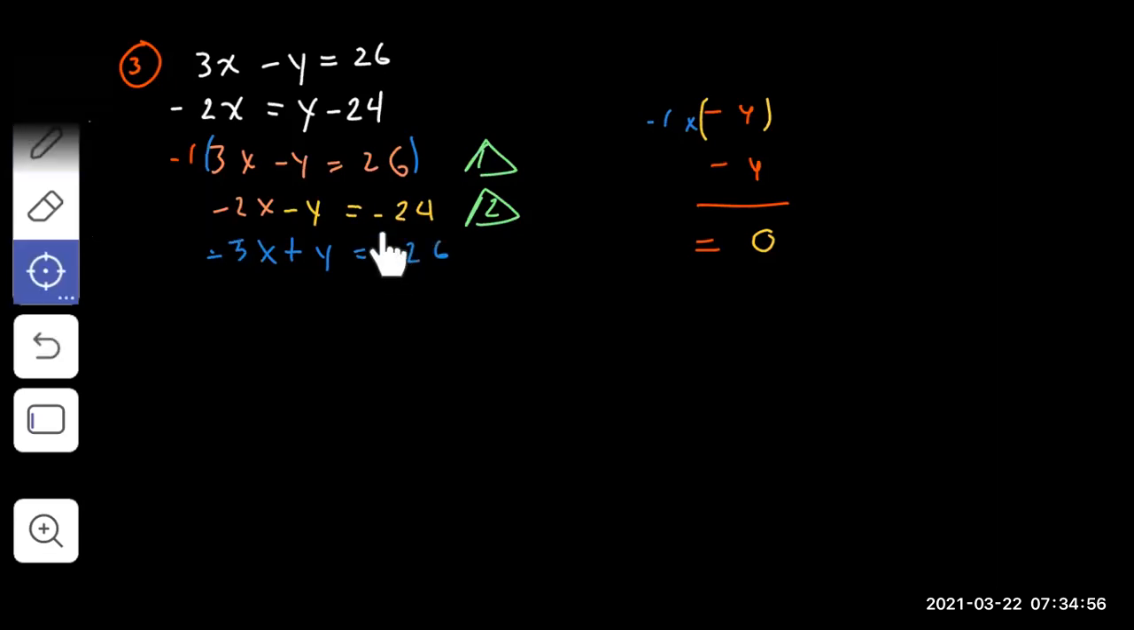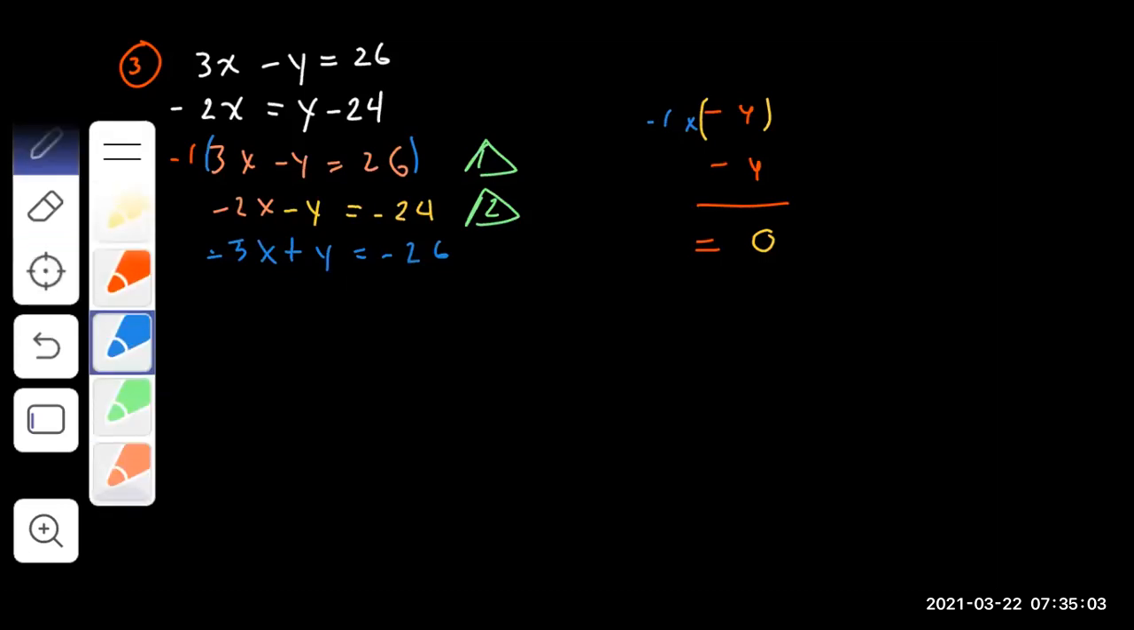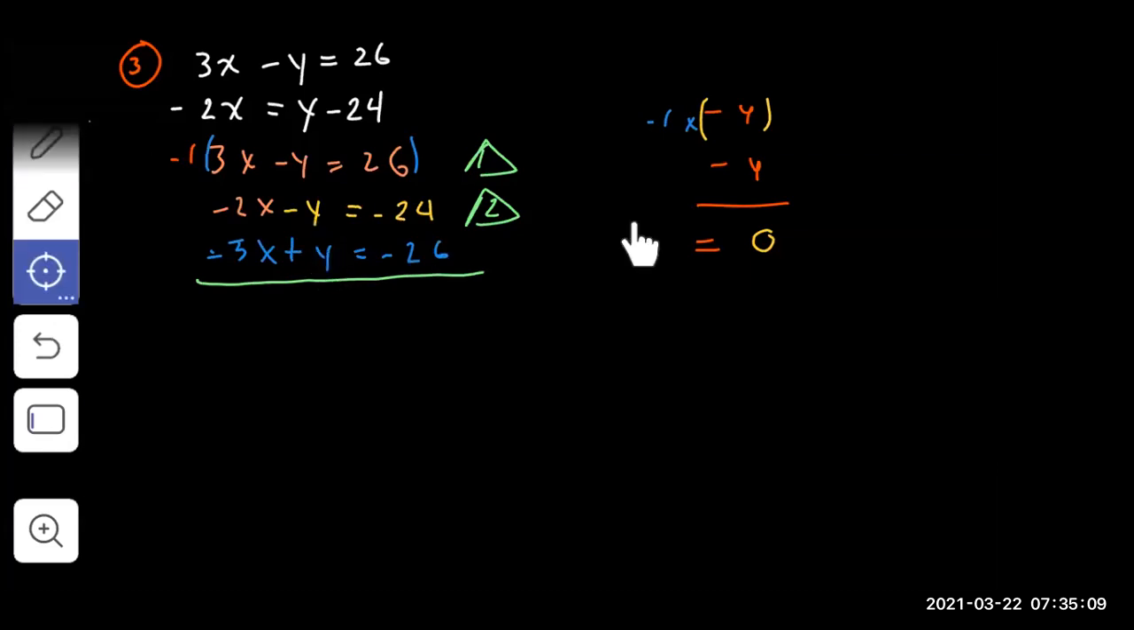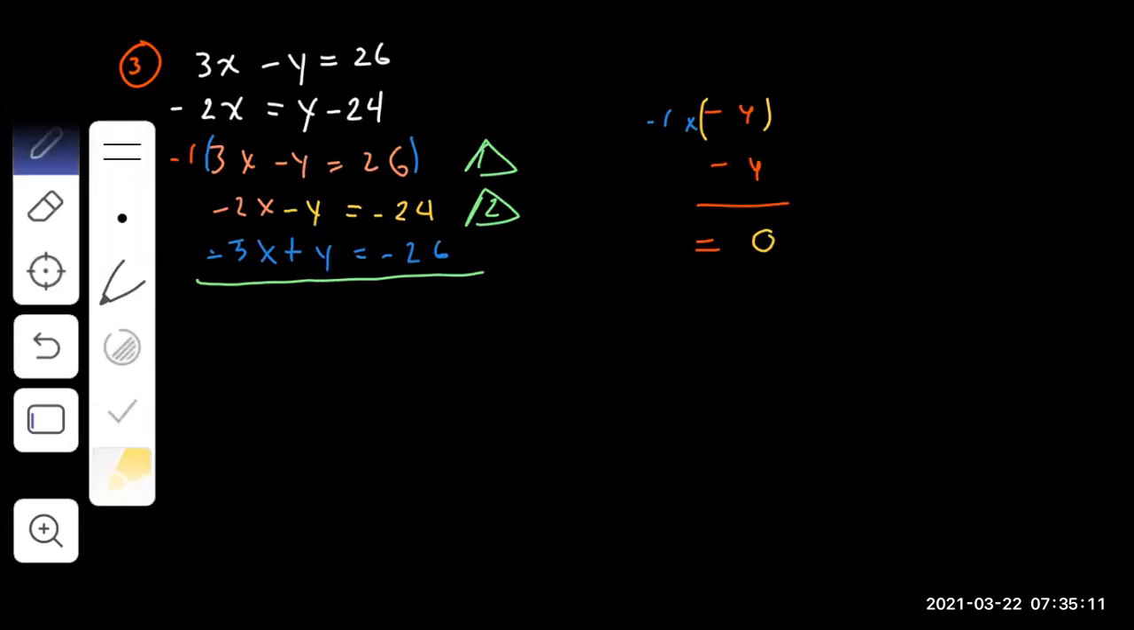And then, guys, these are my new equations. Can I eliminate one variable now? Yes, the y. That was my goal, to get 0. Okay, let's simplify this. Negative 2x and minus 3x. We have the same sign, so you add them.